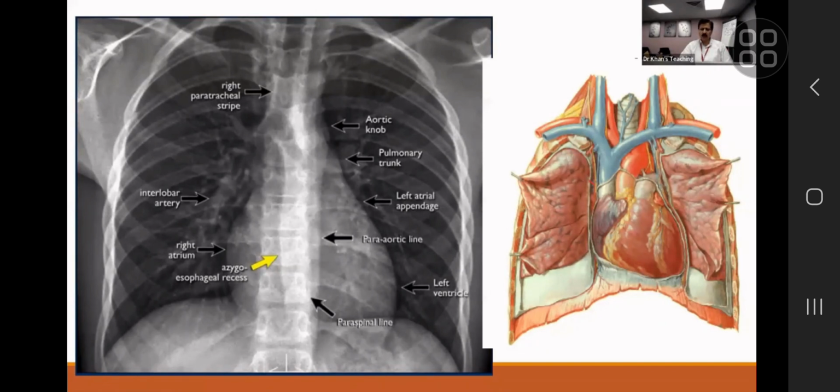And second part of the question, what does it do with the esophagus? Can you explain on it? So basically, they are trying to ask you, why do we call it azygoesophageal recess? The esophagus, what is it? Has that to do with this?